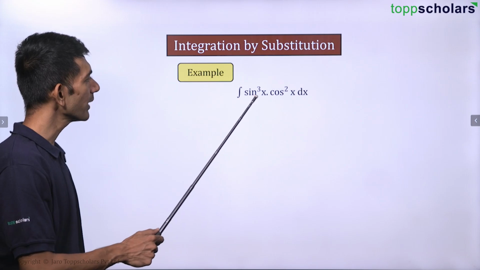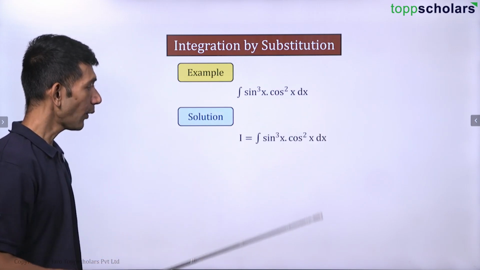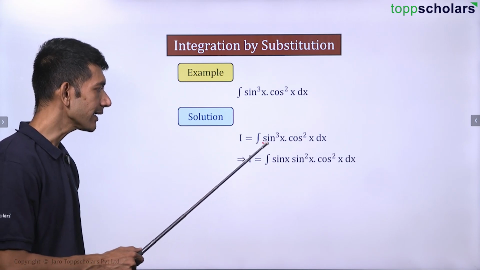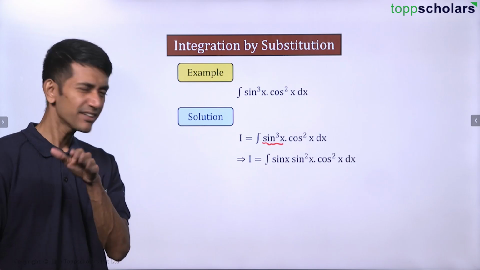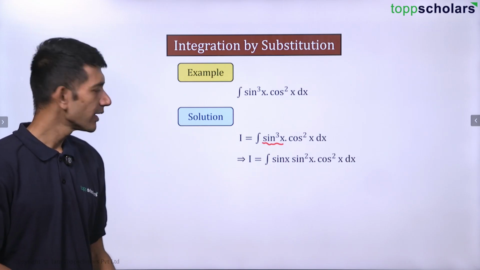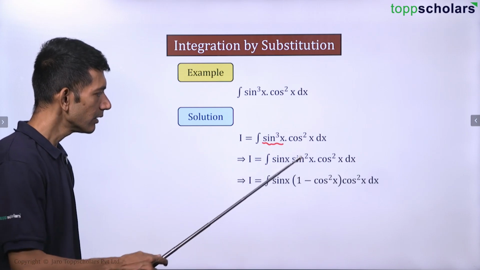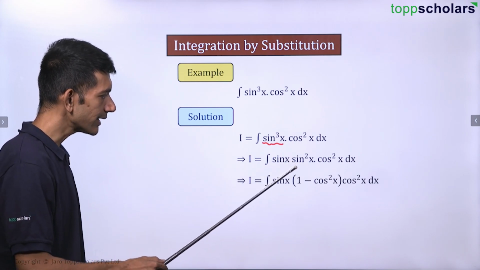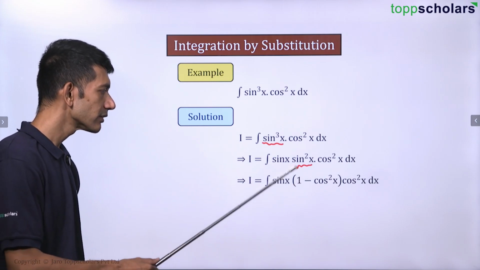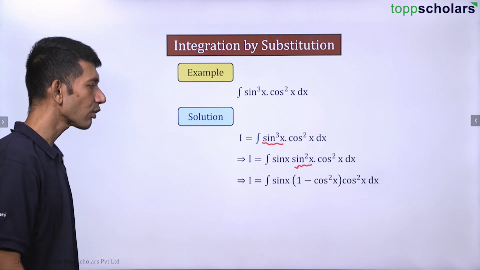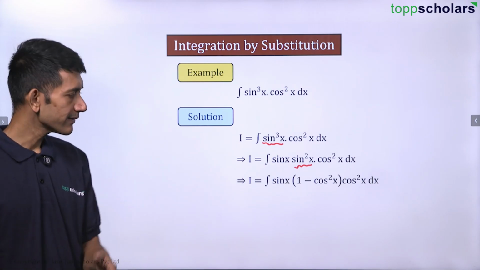Let's continue. Now let us see one more example. We have sin cube x multiplied by cos square x dx, right? Now understand this question. Sin cube x, can I write sin cube x as sin x into sin square x? Yes. And this is into cos square x dx. Now from here, sin square x can be written as 1 minus cos square x. So this becomes 1 minus cos square x into cos square x. Now cos square x can be multiplied inside.